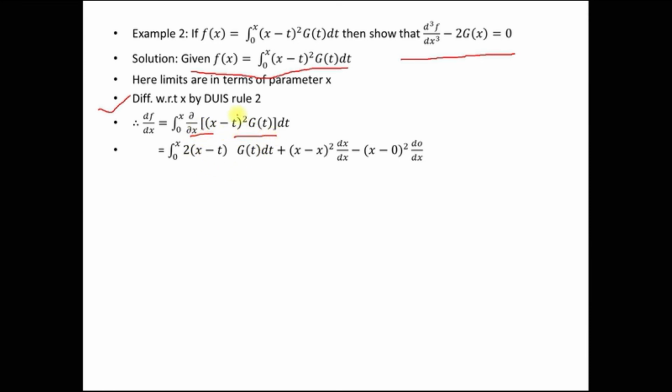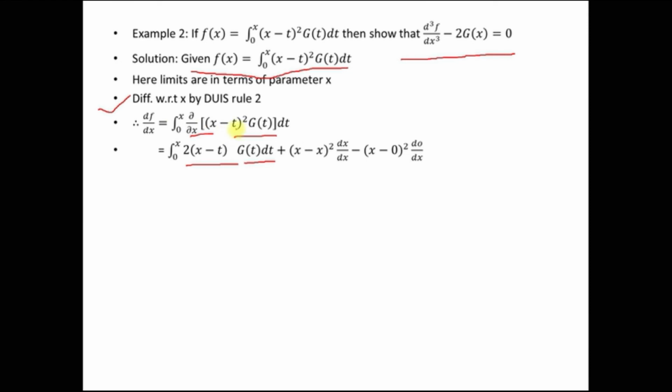Constant. Okay, so derivative of only this term, because here only x is present. So derivative of this is what? 2 times x minus t, and again derivative of x will become 1. So g of t dt as it is, plus by using our rule of DUIS, what will it become? In place of t we are going to replace the upper limit and lower limit.